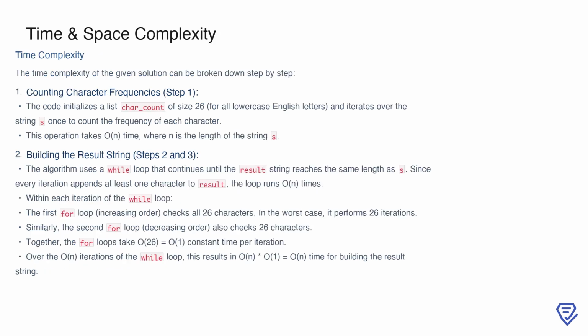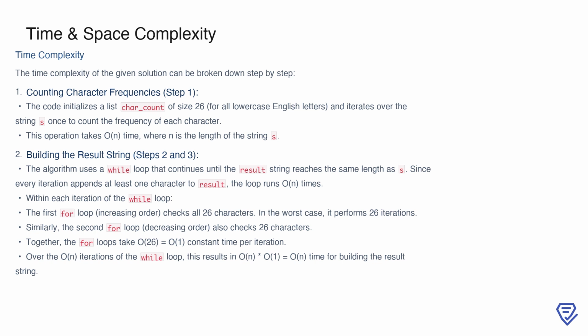To understand the time complexity of this solution, let's break it down step by step. First, we count the frequencies of all the characters in the input string. This involves initializing a list of size 26 to keep track of the counts for each lowercase letter, and then iterating over the string once to update these counts. This operation is linear in relation to the length of the string, so it takes O(n) time.